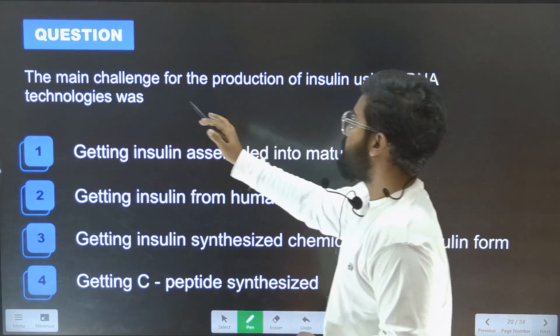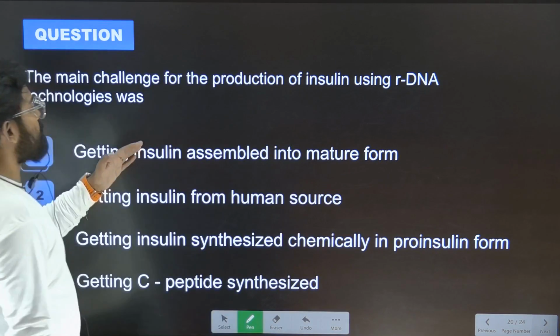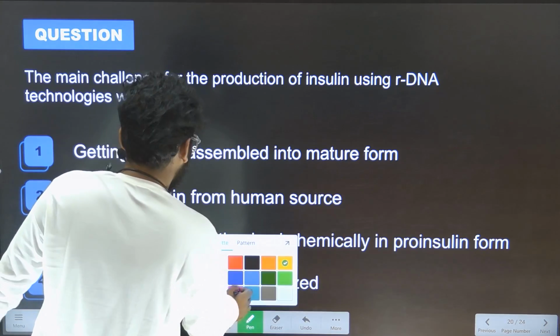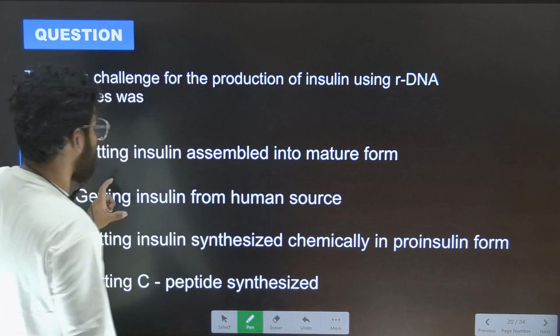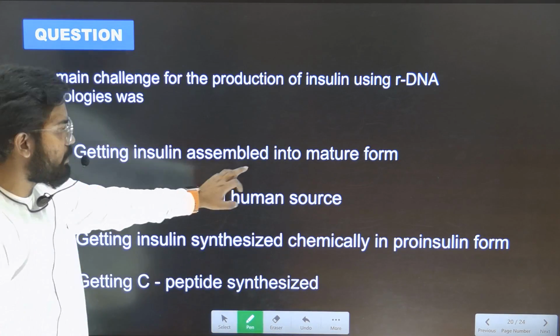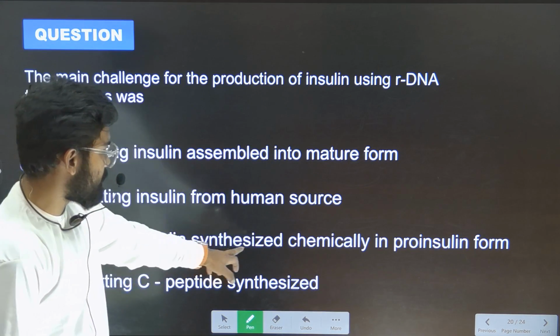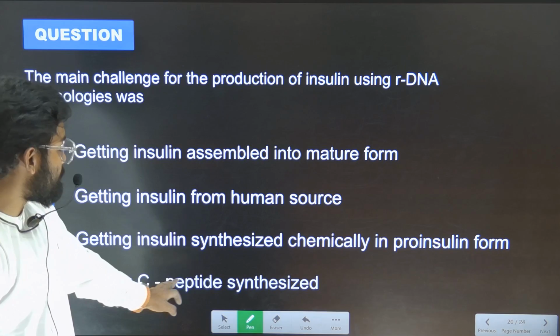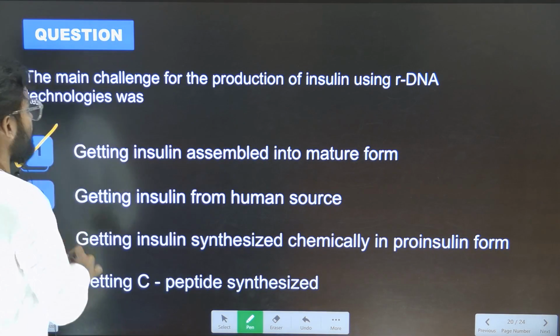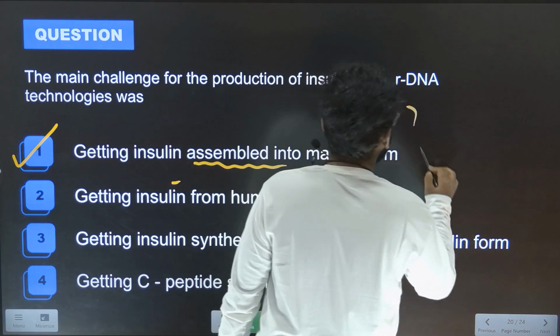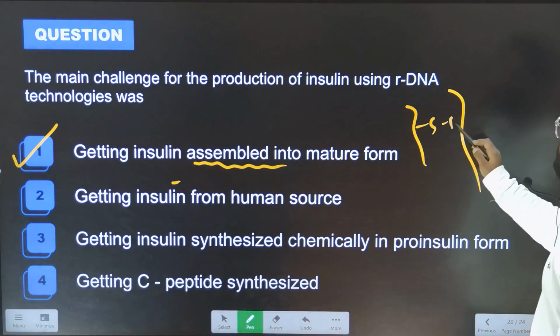The main challenge for production of insulin using rDNA technology, as we have already seen in the last topic we have studied, was getting insulin assembled in a mature form. The options were getting insulin from human source, getting insulin synthesized chemically in proinsulin form, getting C peptide synthesis. The answer would be getting insulin assembled into the mature form. The mature form assemblage is tough.